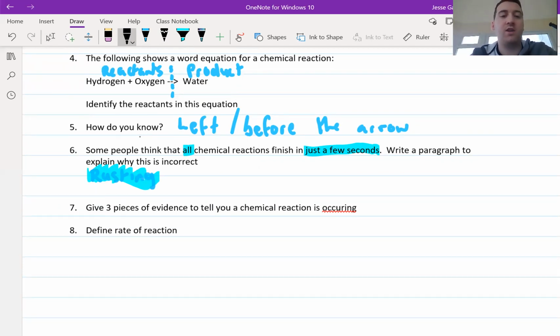All reactions do not finish in just a few seconds, because rusting is a chemical reaction that can take a few days to a few weeks, up to a few years. Other chemical reactions can also take quite a long time, but we have rusting as one classic example. There are definitely other materials that will react very slowly. So definitely not all reactions happen in just a few seconds. Even the magnesium and the hydrochloric acid that we used, you're talking about at least a minute or two until that reaction is finished. It's not just a few seconds.